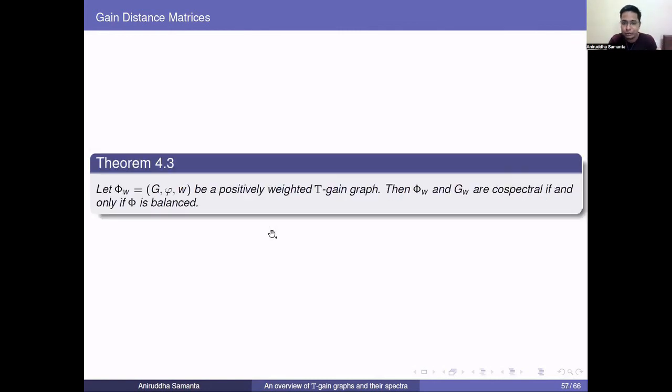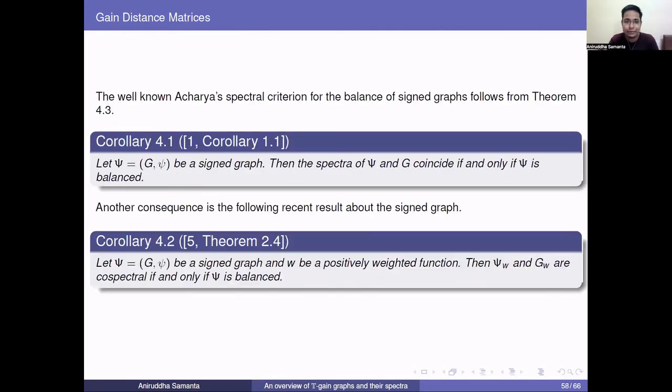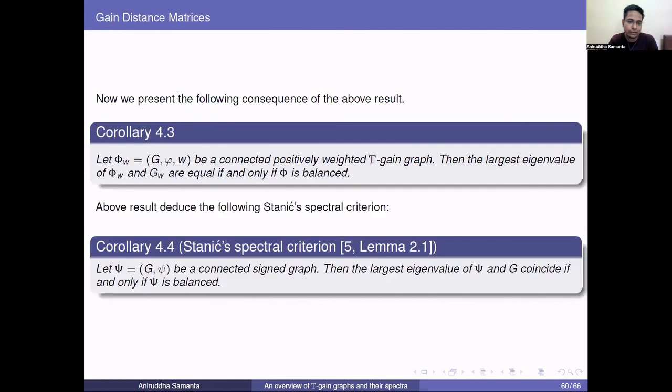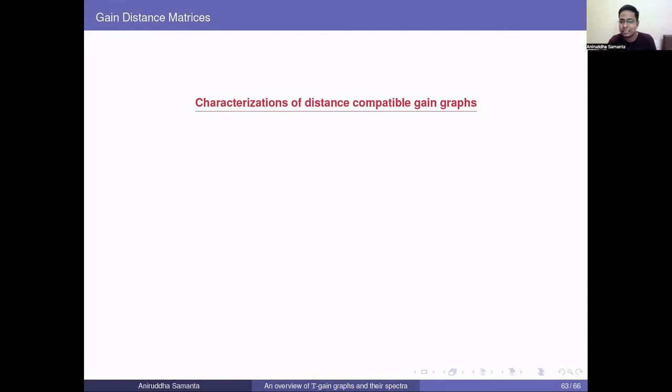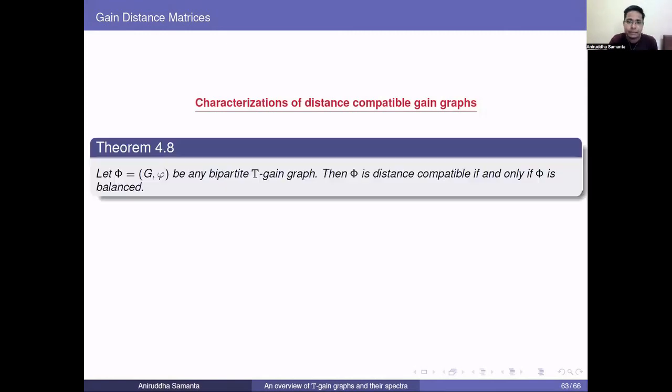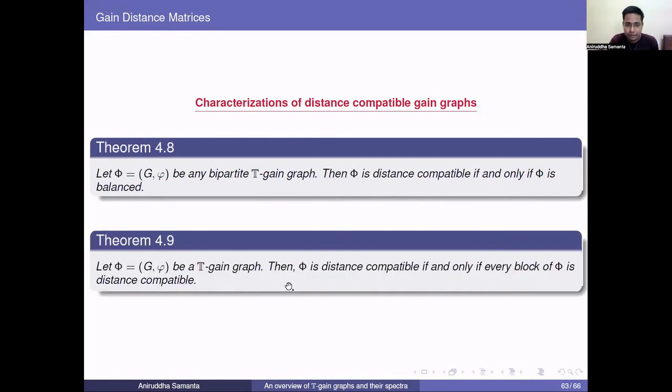Well, so these are not so important here. So let me just show the final result. Yeah, the characterization of distance compatible gain graphs. Let phi be a bipartite T-gain graph, then phi is distance compatible if and only if phi is balanced. And another characterization: let phi be a T-gain graph, then phi is distance compatible if and only if every block of phi is distance compatible.